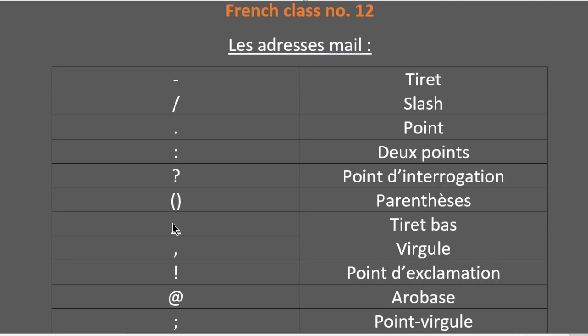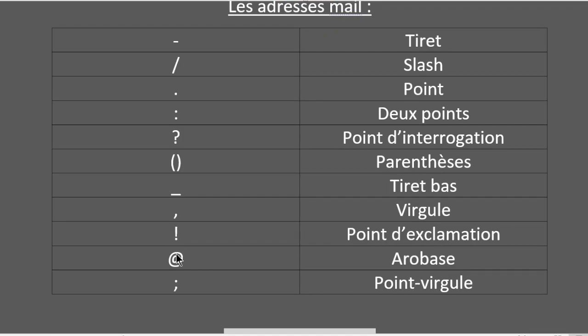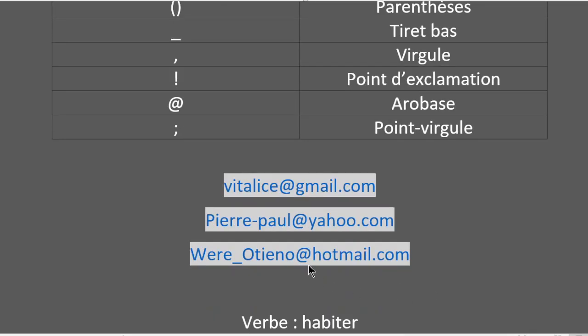Then we have underscore, this lower one. In French, you call that tiret bas. Then you have a comma, which in French is virgule. And then you have exclamation mark, which in French is point d'exclamation. Then you have at, which in French is arrobase. Then you have a semicolon, which is point virgule. So let's read these three emails in French.